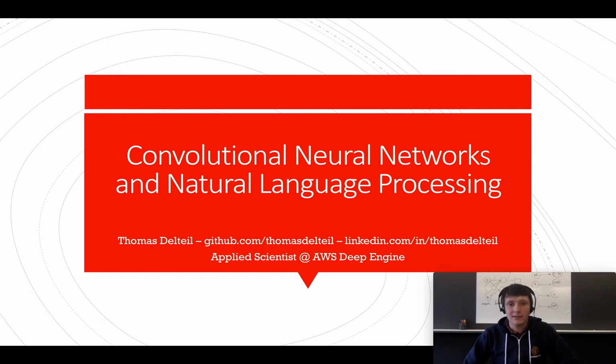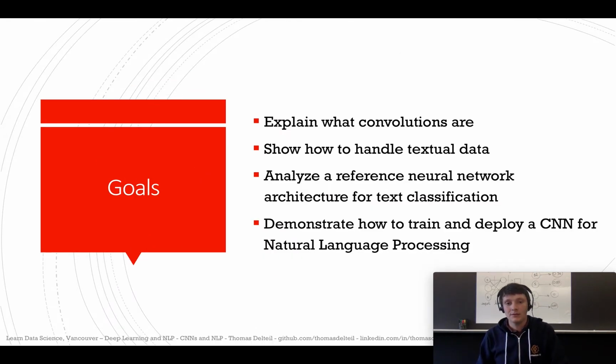I'm an applied scientist here at Amazon AI in Vancouver, and today I'm going to tell you about convolutional neural networks and natural language processing. The video will be split in three parts. The first part focuses on convolutions. The second part will be on a specific architecture to do text classification using convolutional neural networks. And the third part is about how you would code that using MXNet and how to deploy it for a short demo.